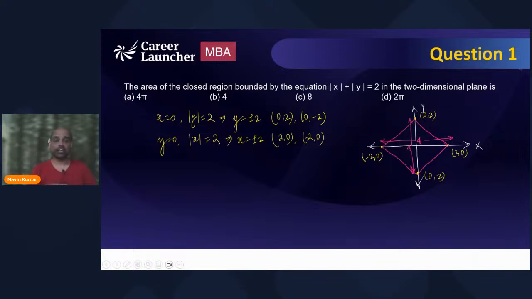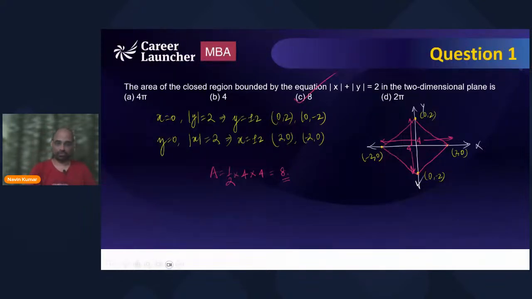The diagonals are perpendicular and of equal length. Now, how do we calculate the area of such a quadrilateral? Whenever the diagonals of a quadrilateral are perpendicular to each other, irrespective of whichever quadrilateral it is, the area is given as half into the product of the diagonals. One diagonal's length is 4, another is also 4. So this will result in 8. So it's going to be 8 square units. Option C.